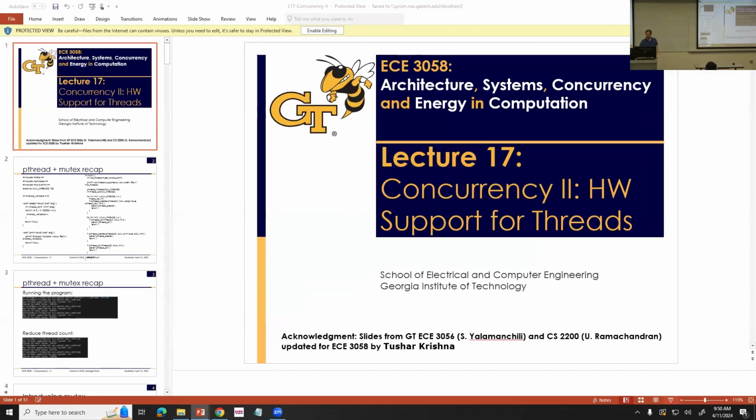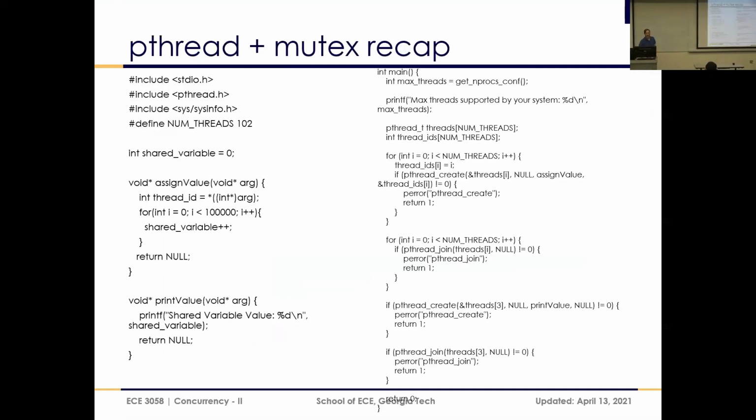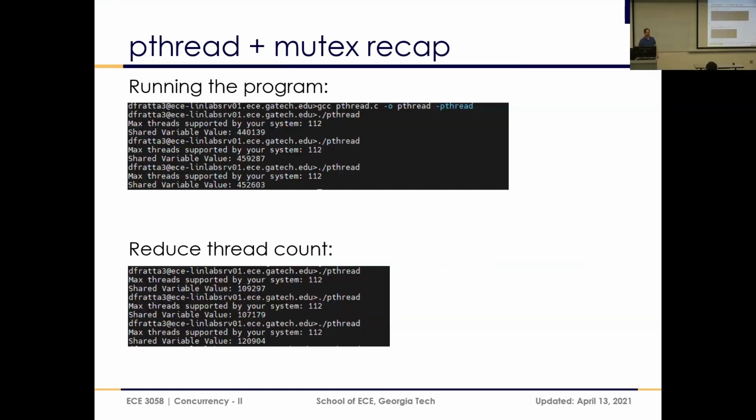All right, so we're gonna start off with some review. Here's pthreads plus mutex recap. We've already done the recap today, so we're gonna just blast through this. Running the program, you can actually reduce thread count. The max threads supported by your system is 112.